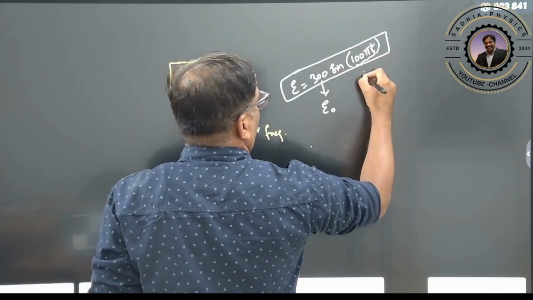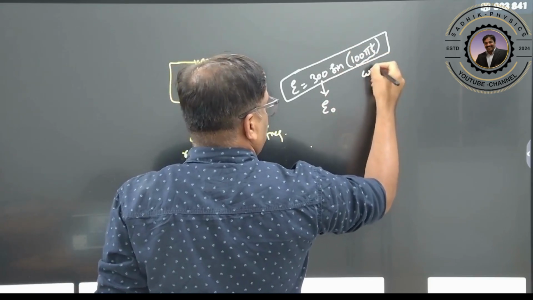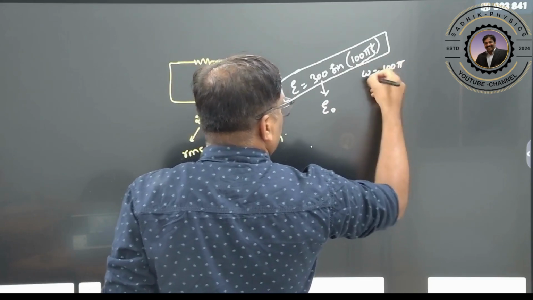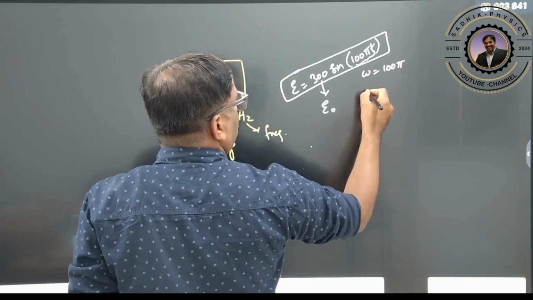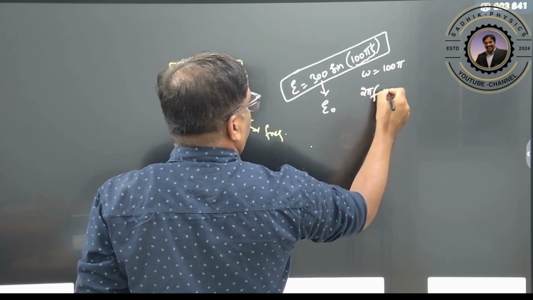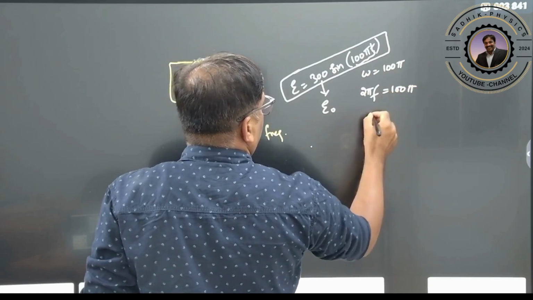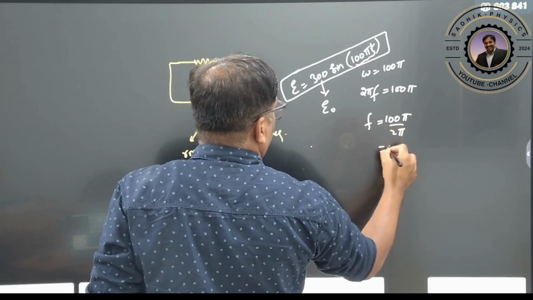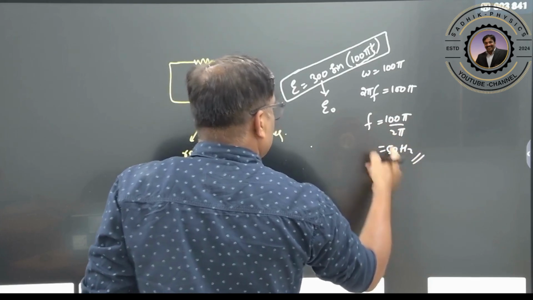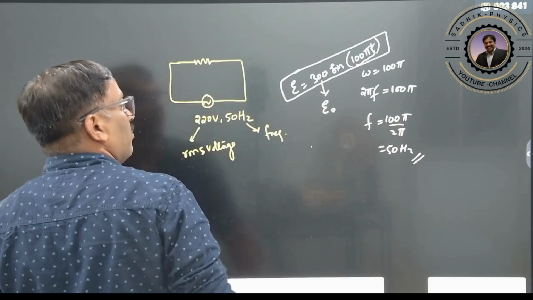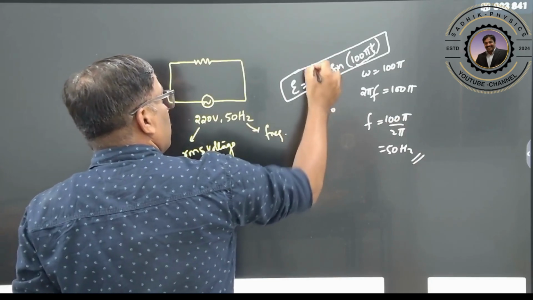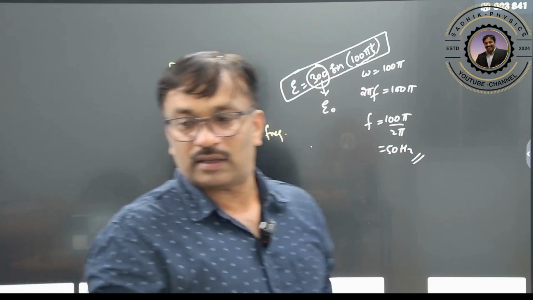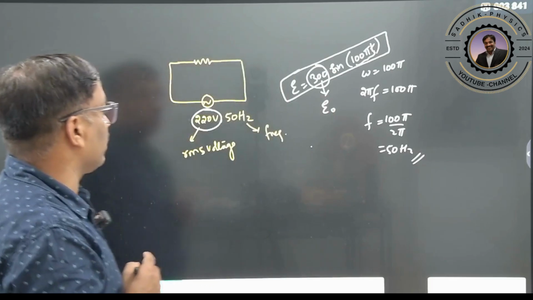Therefore, you can take this one now. This is nothing but omega. Omega you can write as 100 pi. So this will be your omega. Therefore, it is nothing but 2 pi f equal to 100 pi. F is equals to 100 pi by 2 pi, therefore it is nothing but 50 hertz. In this way, you can calculate the frequency. Frequency is okay, but this value is peak value, but this value is RMS value. Clear? So in this way, you can calculate.